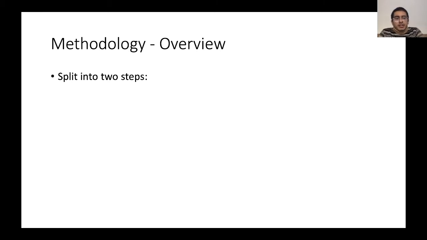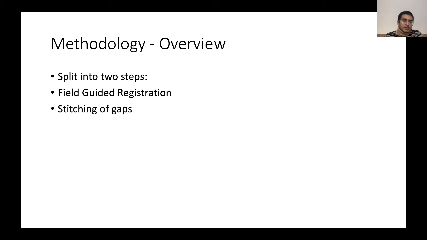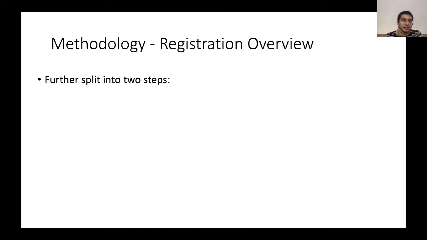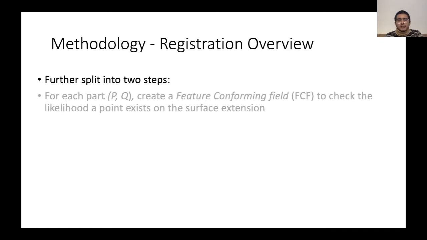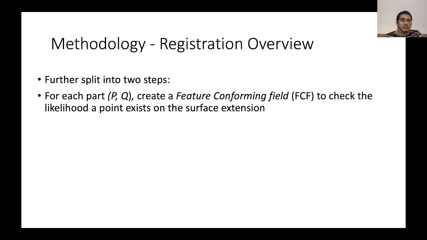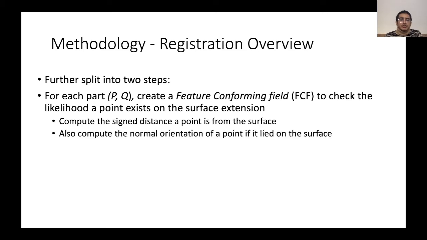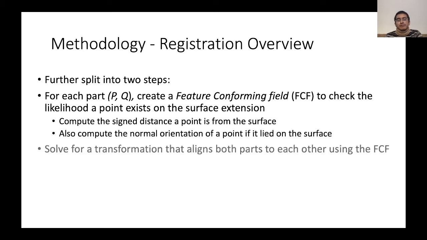So then the methodology is split up into two different parts. The first part is the field-guided registration, and the second one is stitching of the gaps. So I'll talk about the first part first. Registration is split up further into two steps. The first is, for each part P and Q, you would create the FCF that would be used to check if a point lies on the surface extension. So basically, it's a scale of saying, okay, how likely is it that this point exists on the surface? This would require a distance calculation and a direction calculation as well. And afterwards, you would solve for a transformation that would align both parts using the FCF.